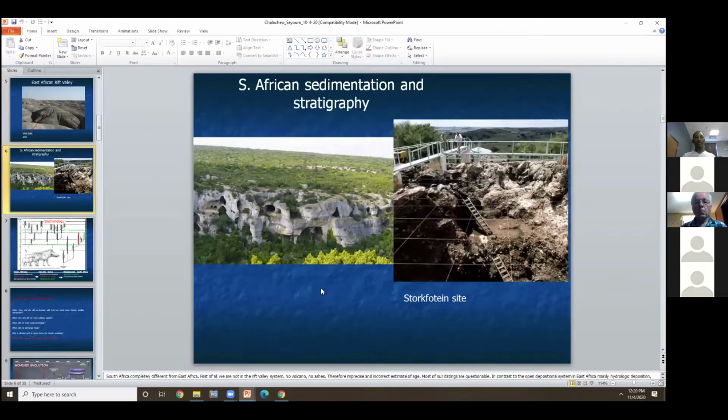Okay, so now this is South African sedimentation and stratigraphy. In South Africa, it is a completely different situation. First of all, South Africa is not in the Rift Valley system, so we don't have volcanic ash to date the sediments. As a result, our datings are imprecise and inaccurate, and usually we make a range of estimate.